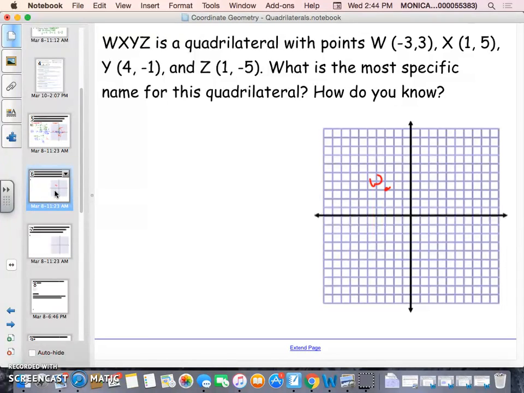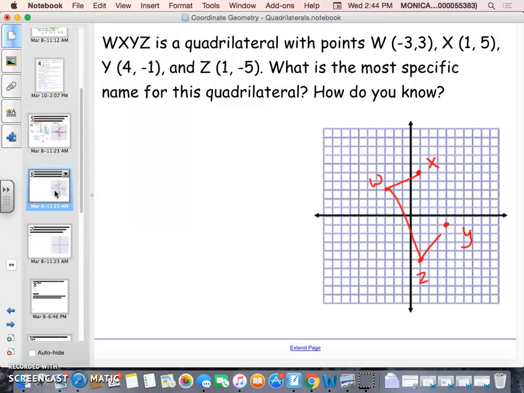Over 1. Here we go, there's x. Over 4. Down 1, and that is y. Over 1, down 5. And that is z. So I'm going to connect my dots.